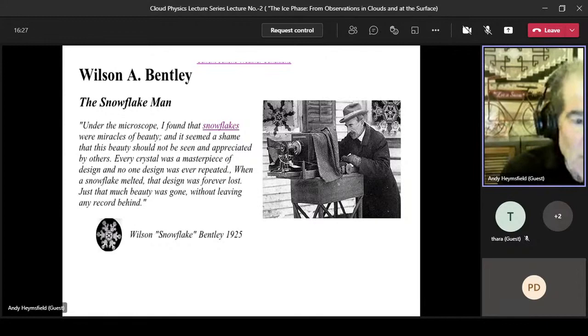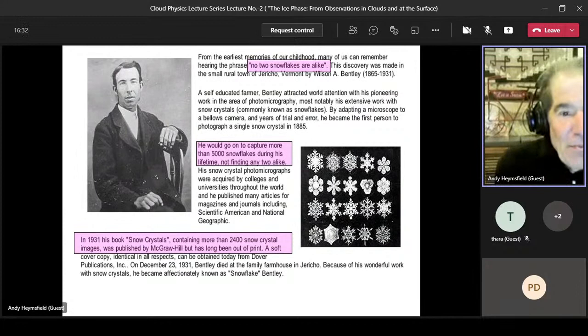I just highlighted a little bit about him. He was the one who coined the expression, no two snowflakes are alike. He would go on to capture more than 5,000 snowflakes during his lifetime, not finding any two alike. These are snow crystals on the right. His book is called Snow Crystals, and it contained more than 2,400 snow crystal images.